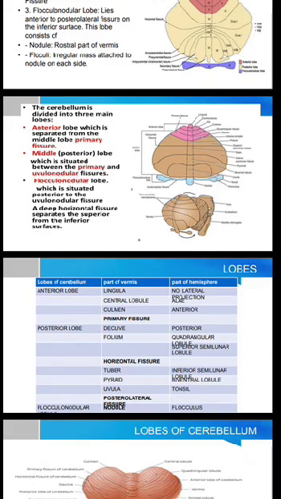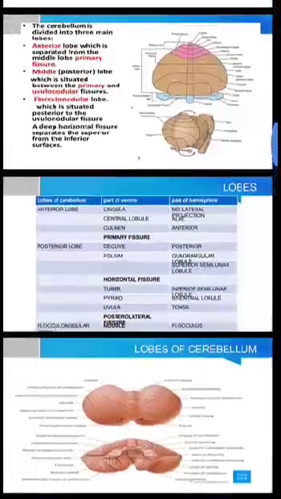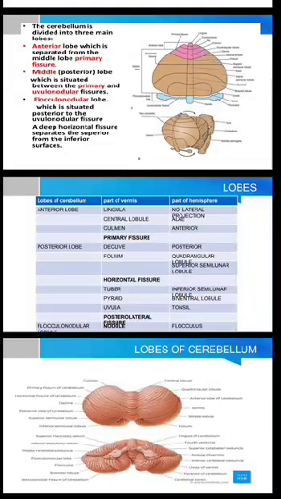Once again, the cerebellum is divided into three main lobes: anterior lobe, middle or posterior lobe, and the flocculonodular lobe. Now let us see the parts of the cerebellum. It consists of the anterior, posterior and flocculonodular lobes. In that we will be seeing the parts of the vermis and the parts of the hemisphere.